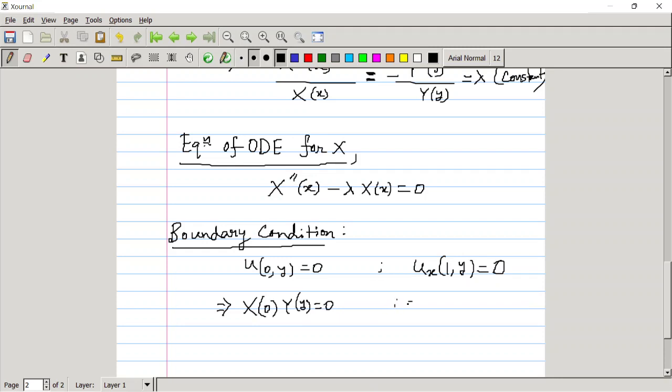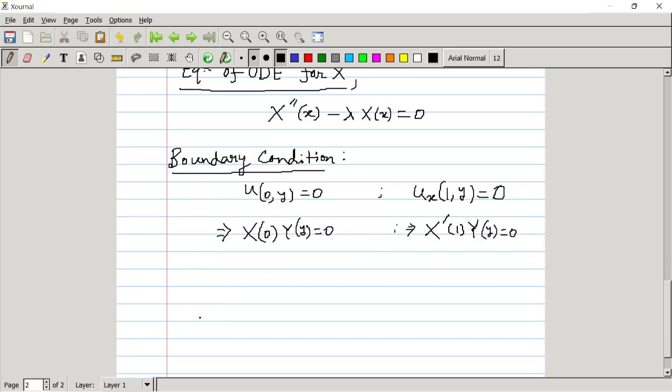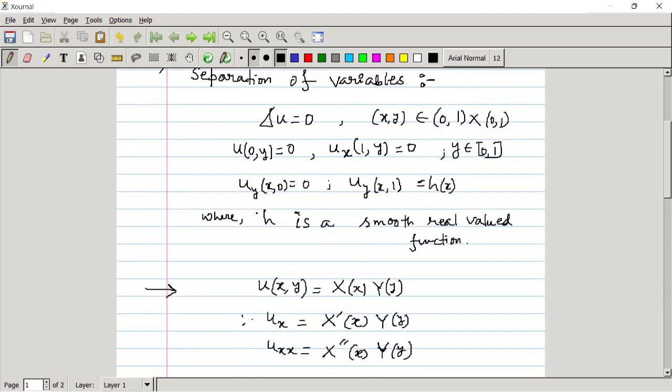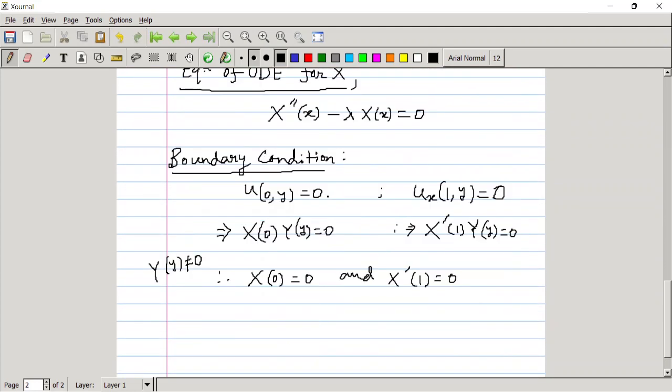And u_x means X dash at 1 and Y. You got my point? So X(0) is 0 and X prime(1) equal to 0, because we are interested in non-zero solution. So capital Y(y) should not be equal to 0, because if capital Y is 0, then u is 0, my small u, but we are interested in non-zero solution. So this is the boundary condition for X.